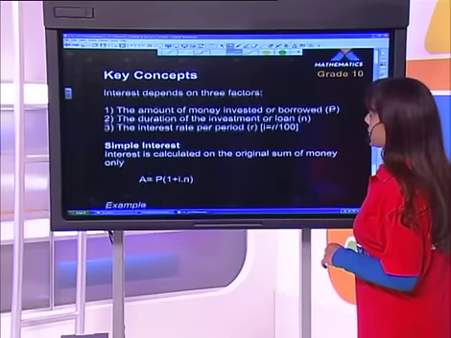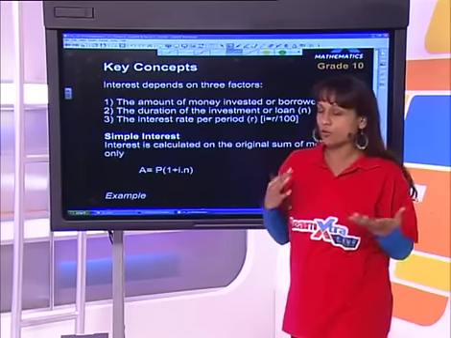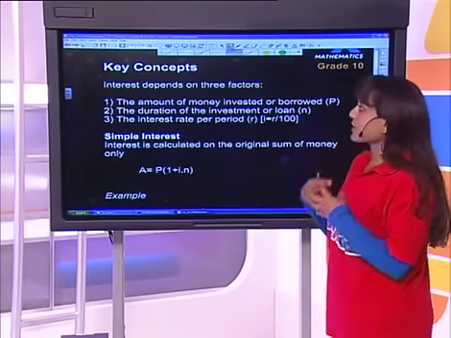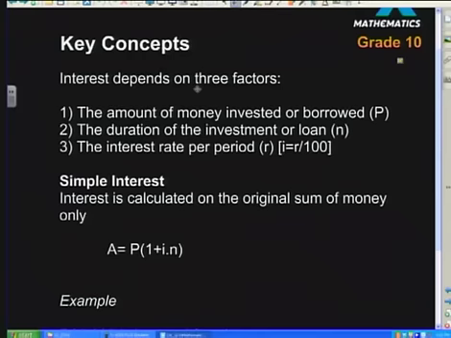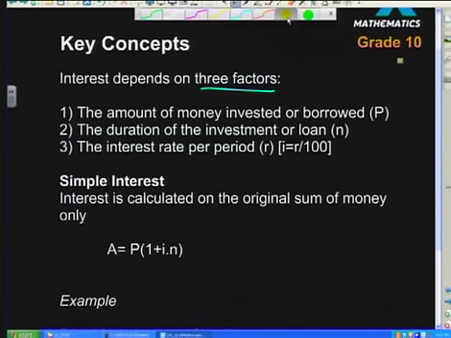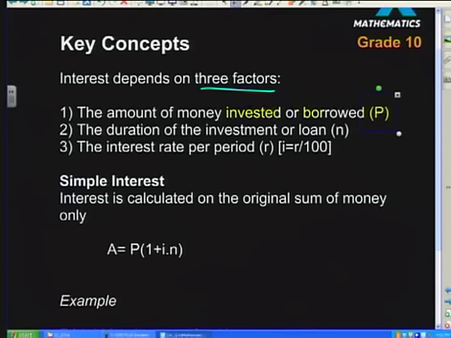Some important terminology that you guys have learned and should already know. Remember that if we're talking interest, right, we're talking about something that depends on 3 key factors. So interest depends on 3 factors. And let's have a look at those factors. One of those factors is the amount of money invested or borrowed. We sometimes call that amount, which we denote with a P, the initial amount or the original amount. So P, interest depends on the amount of money that you invest or you borrow.